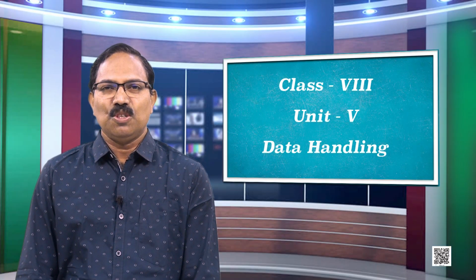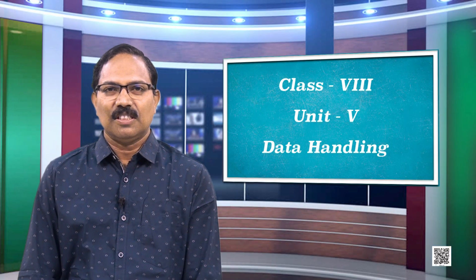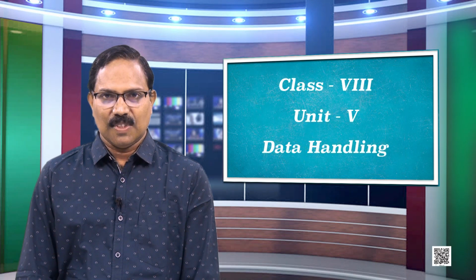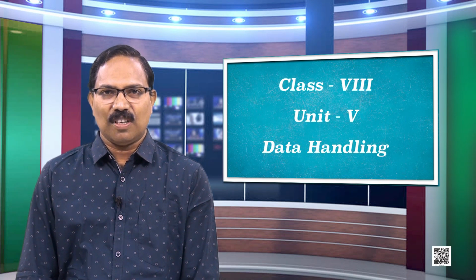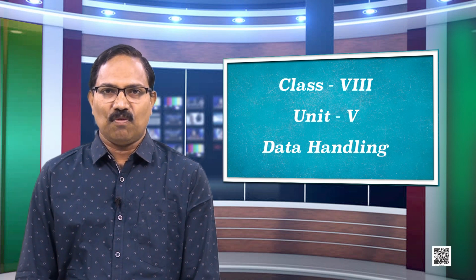Students, where do you see such information? Yes, in newspapers, in TV reports, in annual reports of various companies or bulletins of government agencies. Such information collected from various sources are called data. This can be in a numeric or non-numeric form.